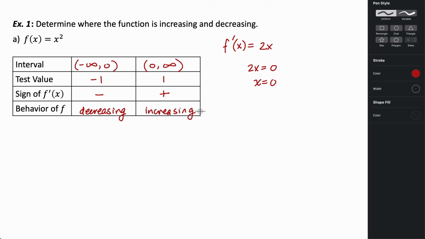Now, when you are trying to determine intervals of increasing and decreasing, this chart is not sufficient in answering the question. You need to summarize your results and say it decreases on the interval from negative infinity to 0, and it increases on the interval from 0 to infinity. Just using the chart is not sufficient. You need to summarize your results.